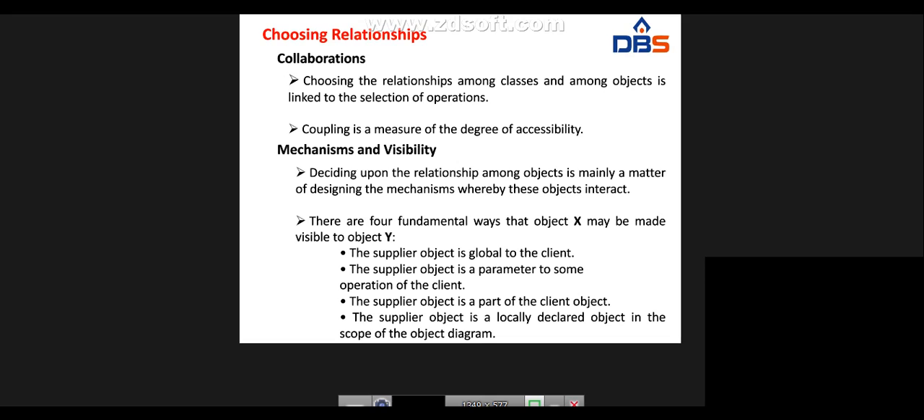So the supplier object is global to the client, the supplier object is a parameter to some operations of the client, the supplier object is a part of the client object, and the supplier object is a locally declared object in the scope of the particular object diagram.